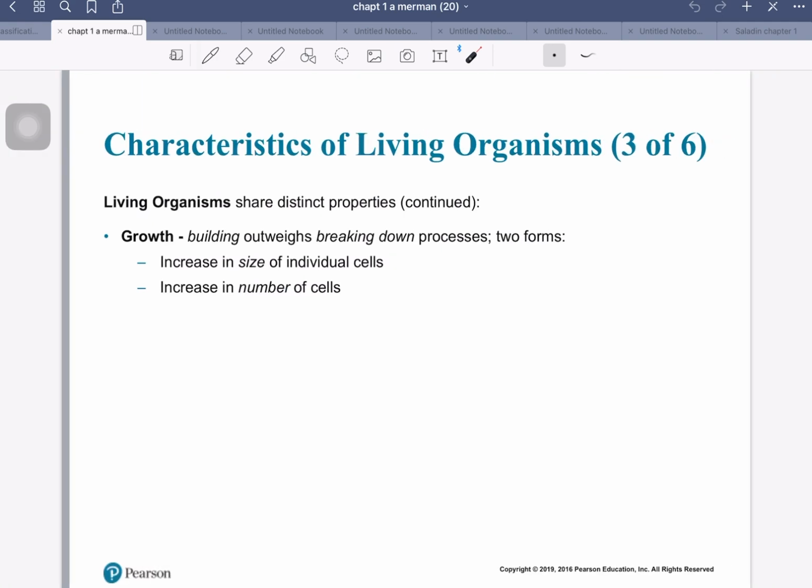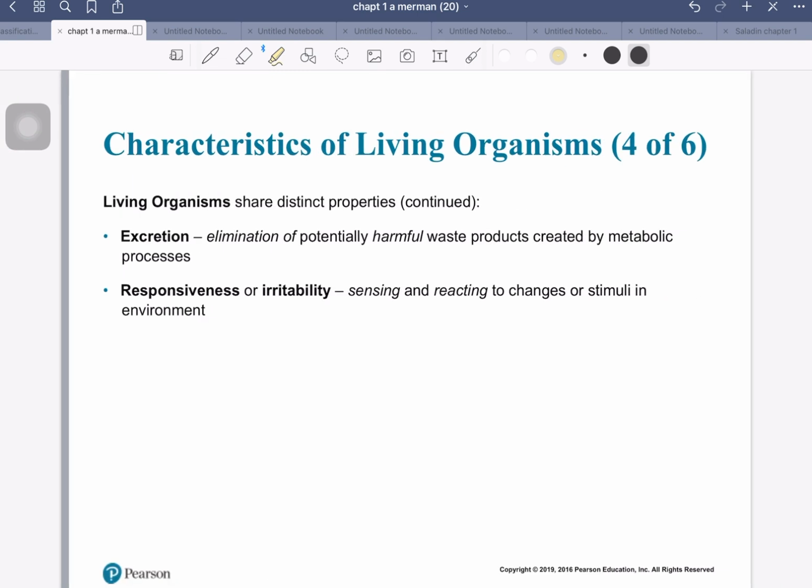Also, growth is often implicated when we talk about living things. Growth comes in two forms. One is you could take a cell and divide it and make more cells. The other way is you could take an individual cell and make it bigger. So there are different forms of growth, and often they're not mutually exclusive. Cells, sometime in their life cycle or life history, have both features.